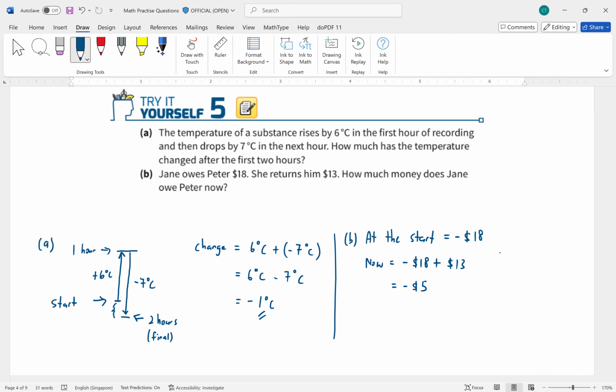Okay, if you want to use a negative and positive sign, we can easily tell that the answer is 18 minus 13, right? Because you owe 18, then you return 13, so you will just owe $5 only. All right. Okay, so how much money does Jane owe Peter now? So Jane owes Peter $5. Right? Okay, so not a difficult question, but do take note, change can be negative. Yes, we have seen from part A.